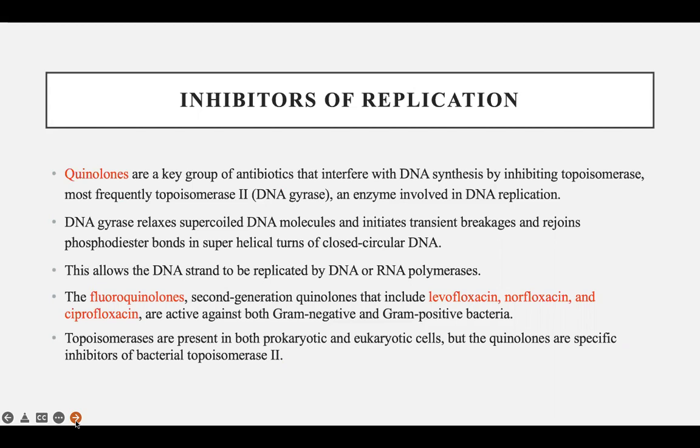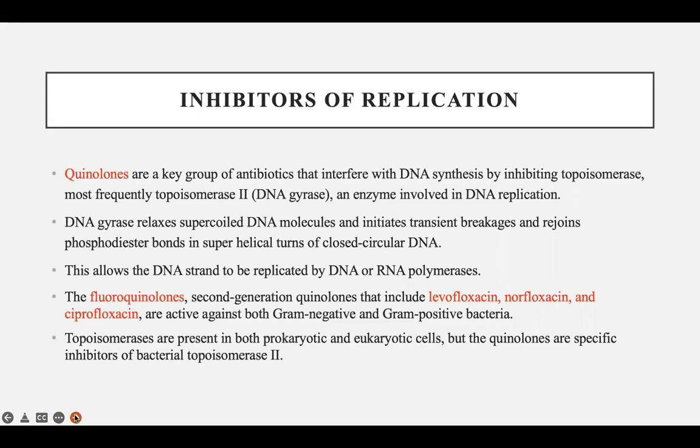DNA gyrase relaxes the supercoiled DNA molecules and initiates transient breakages and rejoins phosphodiester bonds in superhelical turns of closed circular DNA. This allows the DNA strand to be replicated by DNA or RNA polymerases. So DNA gyrase plays a very important role and quinolones inhibit or stop DNA gyrase from playing its role. The fluoroquinolones, second generation quinolones that include levofloxacin, norfloxacin, and ciprofloxacin are active against both gram negative and gram positive bacteria.